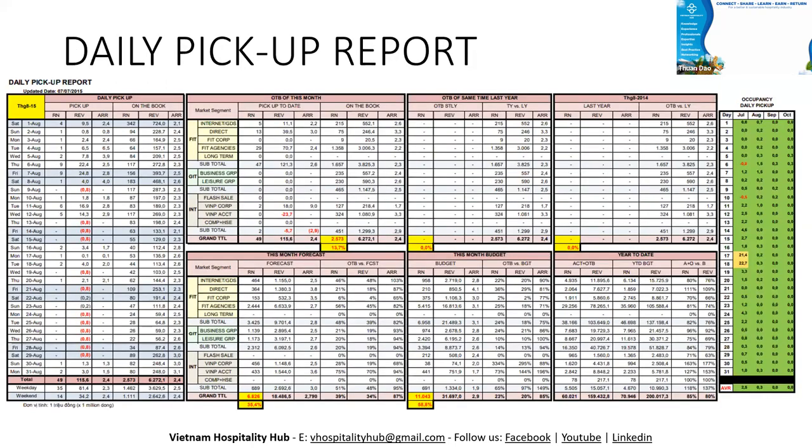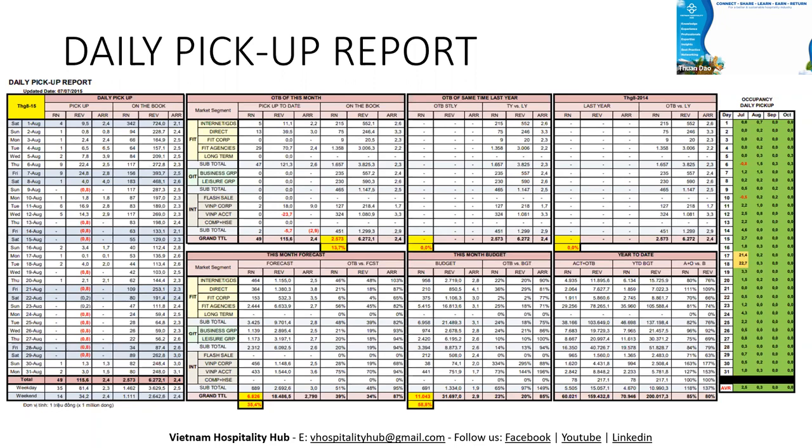So this is one of the reports, and to me, it's very important. A hotel should apply this either in a very complicated way or in a very basic way. You need to do this every day. We call it the daily pickup report. It depends on the forecast pattern that you choose.